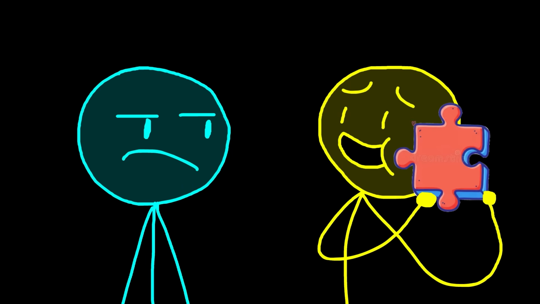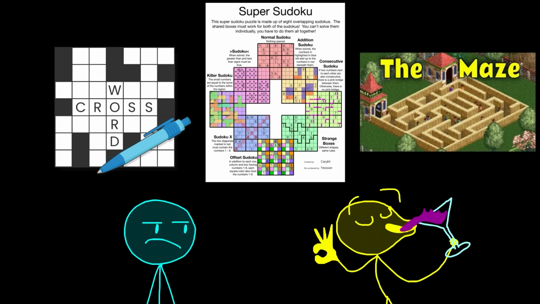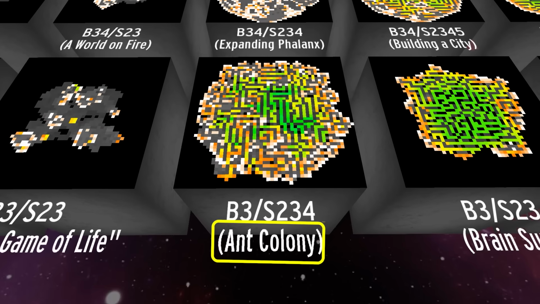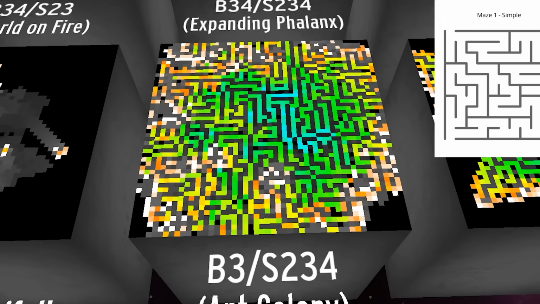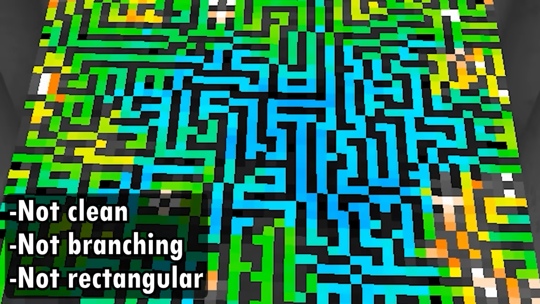What I do care to explain is puzzles, and how much I loved them as a kid. Crossword, Sudokus, especially mazes, I'm a connoisseur at those. Remember how we talked about the ant colony's corridors? It feels like we're this close to generating good mazes, but there's something about those paths that doesn't feel right. They're just not clean, branching, or rectangular enough to resemble true mazes.